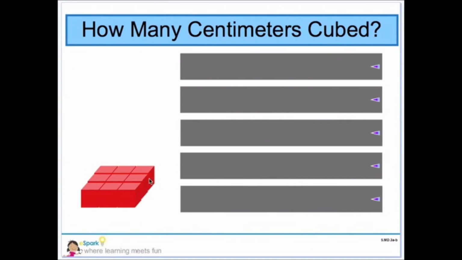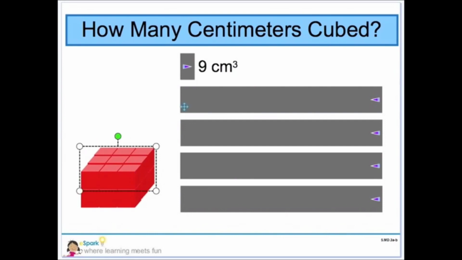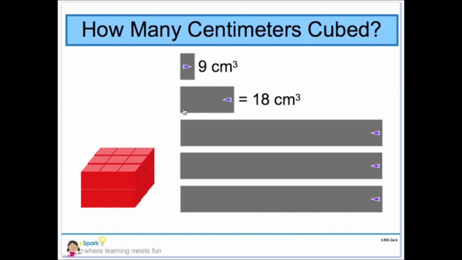Here is another layer of 9 cubic units. And you can see when we write it in a math equation, we write centimeters with an exponent of 3 to indicate that we are talking about a measurement of 3 dimensions. What happens when we add another layer? The prism is 1 centimeter taller.